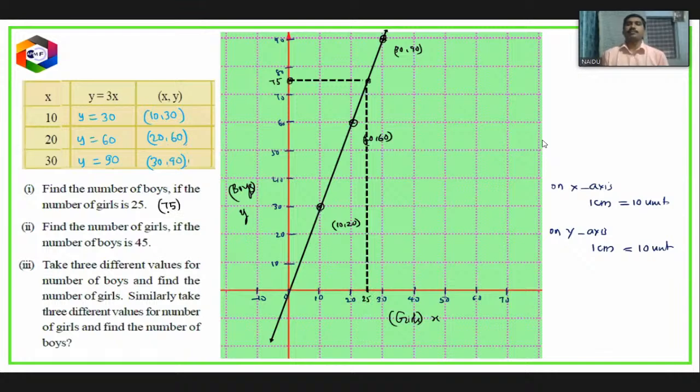It is very easy from the graph. We have not used any calculation. Just by making use of the graph, just simply by drawing the lines, we are able to find the unknown value, whatever is given.